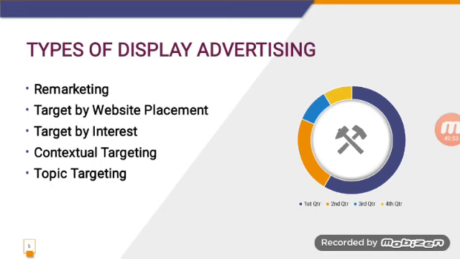Target by interest is the third type of display advertising, where it allows you to target visitors based on Google's interest category. The two types of interest targeting are in-market audiences and affinity audiences. This one is target by interest. Google will actually choose the website for you. That is target by interest. So there are two types of interest targeting.